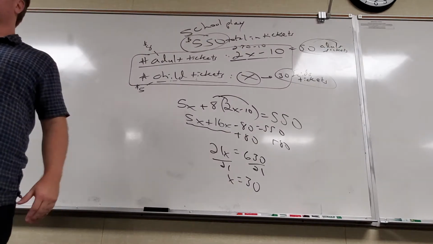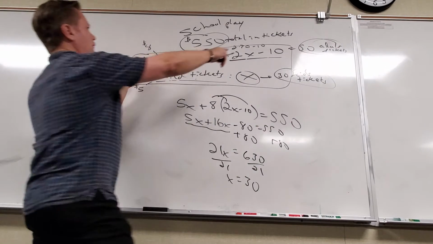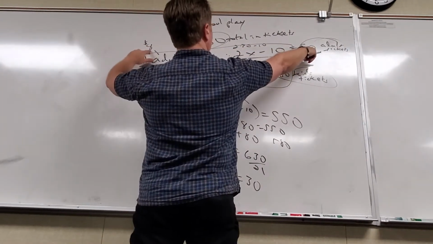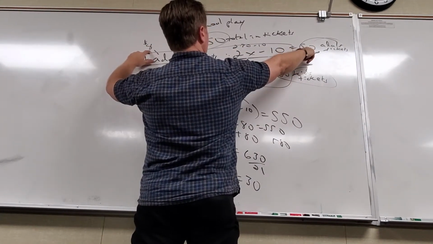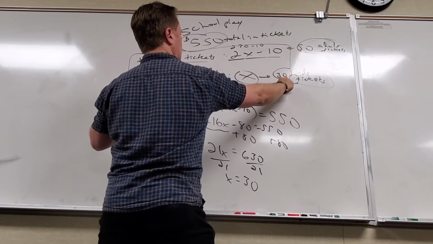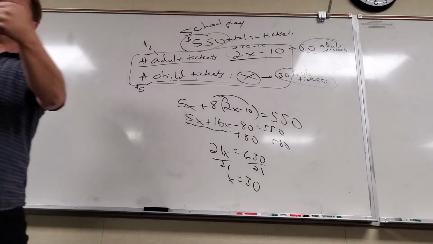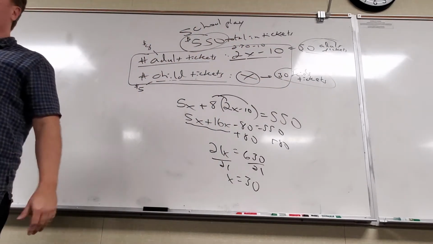How do you check this? 50 times 8 is $400 from the adults, and 30 times 5 is 150. 150 plus 400 is 550. It works. You can always check your work at the end. Make sure it does what it's supposed to do.